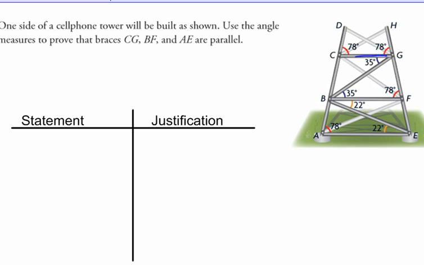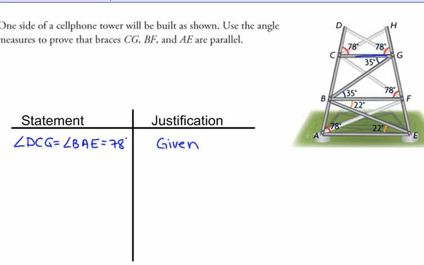So angle DCG equals angle BAE, and they're both equal to 78 degrees. So what's the justification? Why can I say that they're both equal to 78 degrees? Well, the justification is that it's given. They told us it was.